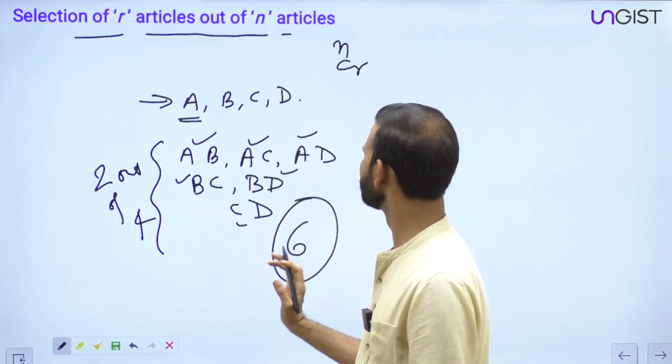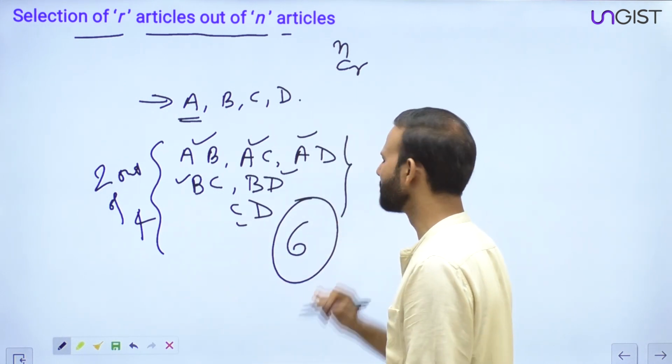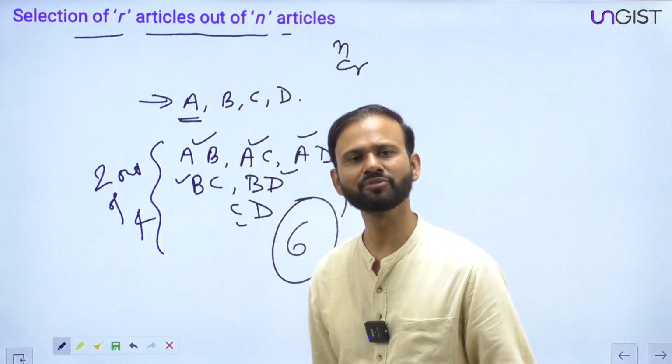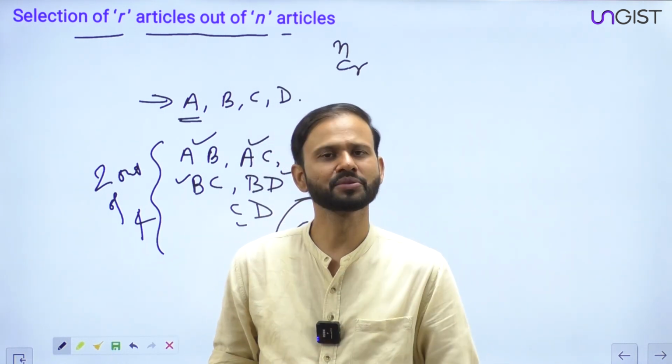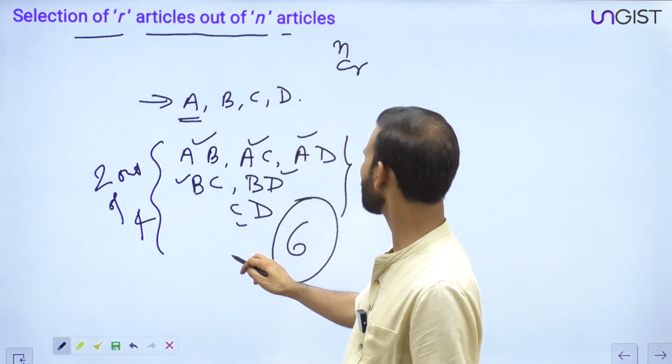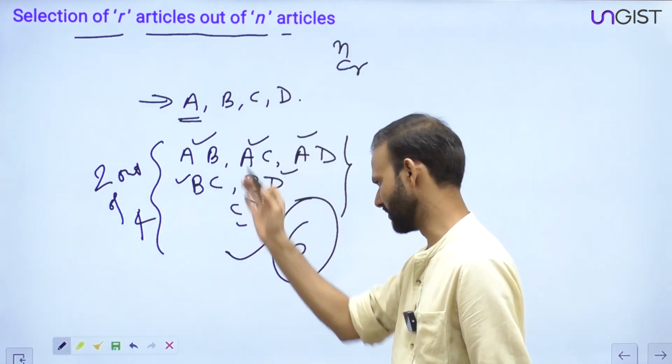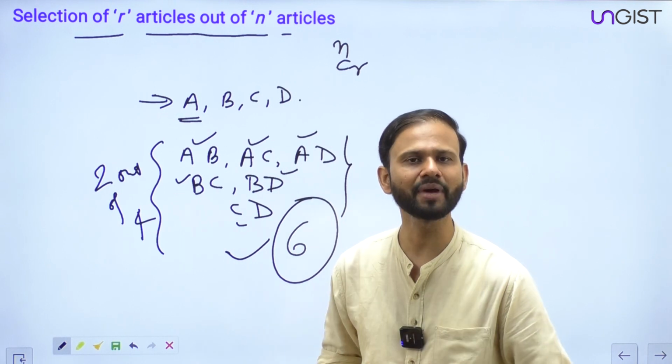Fine. So see here, the number is very short. Actually what we have to do, we have to select 2 articles out of 4 articles, right? So the number is very short, so this can be counted manually. We have written all the cases and we have just counted it manually.